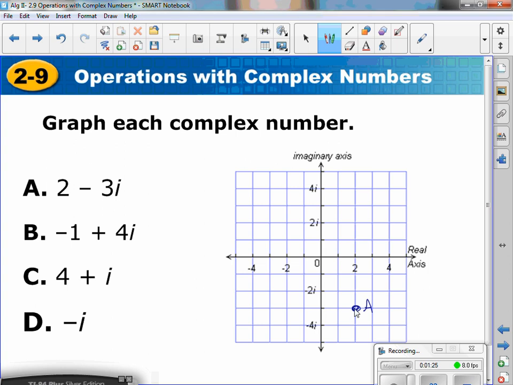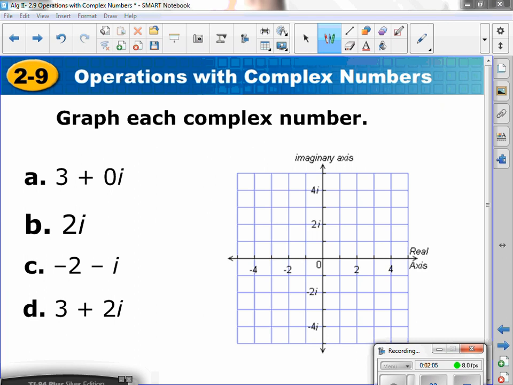For point B, which direction do I go? Left, how many? 1, then what? Up 4. That's point B. For point C, how do I do it? Right 4, up 1. Why 1? This is really 1i. Now for D, there's no real part, so I'm staying at 0. And I go down 1. That's point D.